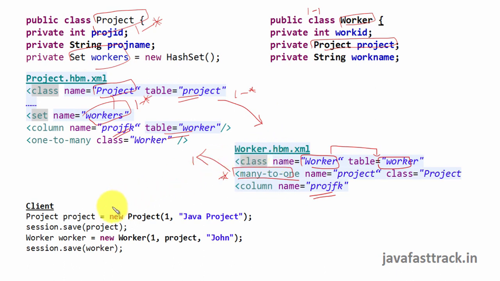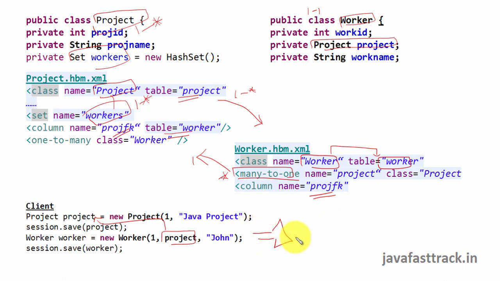Now all the code is automatically generated. We can write the client program. Here you see that I am trying to create a project object and also a worker object. Project ID 1 is Java project, worker ID 1 is John, and you can see that John is working on Java project. That's the association between two objects. We have a project object, we have a worker object. The worker object is associated with the project object. Worker 1 is associated with project 1. The same thing will be generated in the foreign key column.